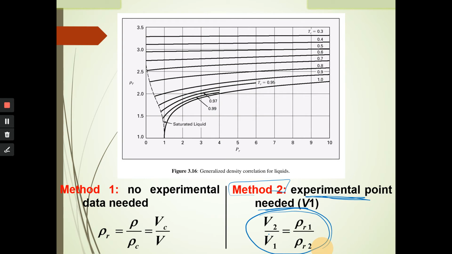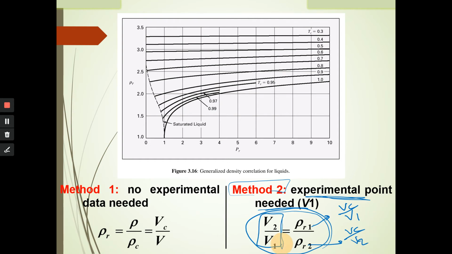Okay, and this will be related to their volumes. Rho R1 means what? Means VC. Okay, just write it here. Rho R1 means VC over V1, and rho R2 is VC over V2. So this will give me the left-hand side, V2 over V1. This is how it is.